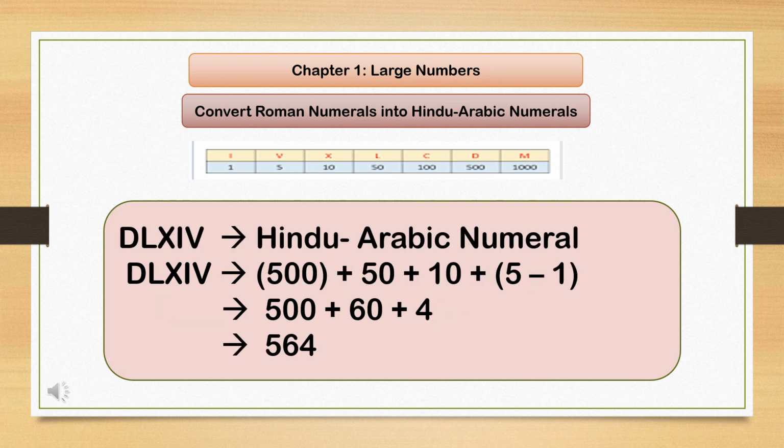Let's solve the brackets. First we will write 500 plus 50 plus 10 is 60 and 5 minus 1 is 4. Let's add 500 plus 60 plus 4. That gives us 564. So we have converted the Roman numerals into Hindu-Arabic numerals.